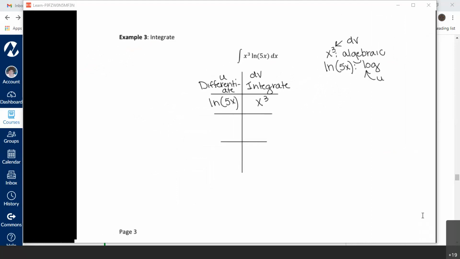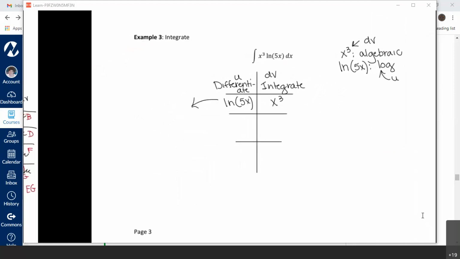Let me remind you how you differentiate this. The derivative of ln of x is 1 over x. Now ln of 5x is 1 over the argument. The argument to ln here is 5x. And because the argument is actually a function of x, you have to use the chain rule. You have to multiply by the derivative of 5x. Well, that's just 5. So that's the chain rule.